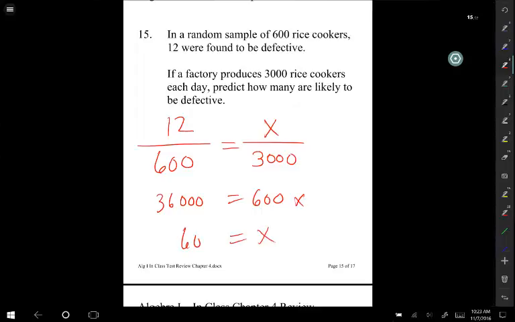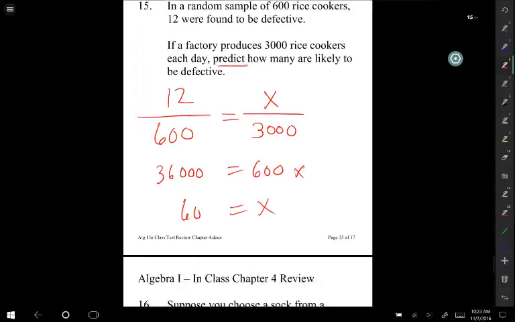Does that mean exactly 60 will be? No, but it's a good prediction. So you put like the little squiggly? Did you put like the approximation? No, because we're already saying it's a prediction. So we should be okay there.